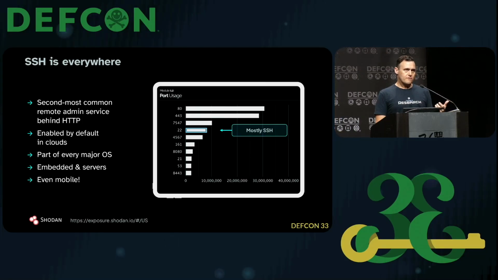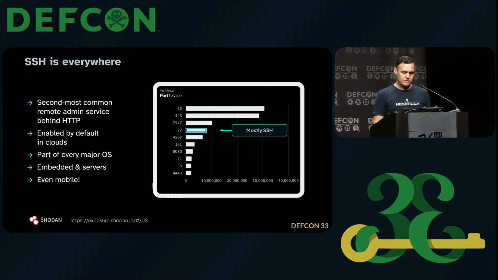If you look at SSH across the internet, it is actually the second most common admin protocol exposed to the internet, excluding HTTP. So there's more SSH out there than almost anything else, including remote desktop, SNMP, almost anything else. And these slides will be online pretty quickly, so we're going to go quick, but feel free to look at them later on.